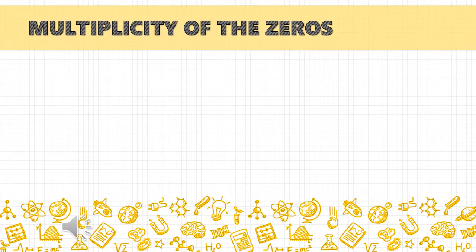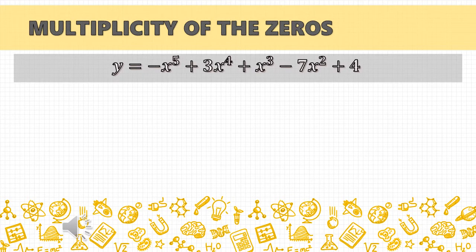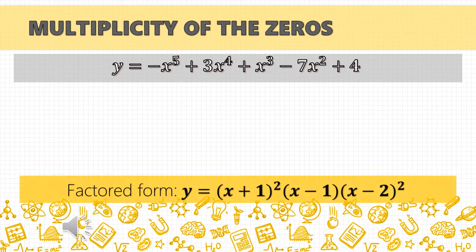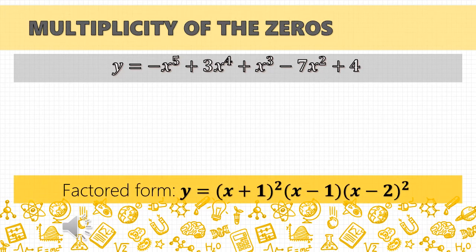Another function is y is equal to negative x raised to 5 plus 3x raised to 4 plus x cubed minus 7x squared plus 4. Its factored form is y is equal to the quantity of x plus 1 squared times the quantity of x minus 1 times the quantity of x minus 2 squared.